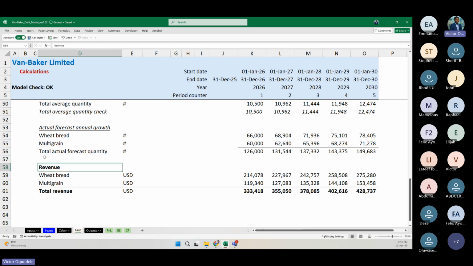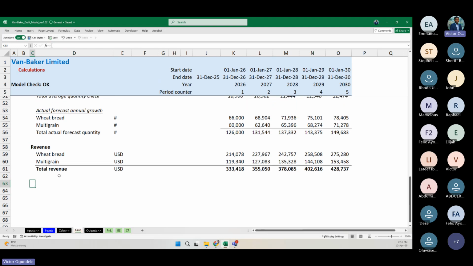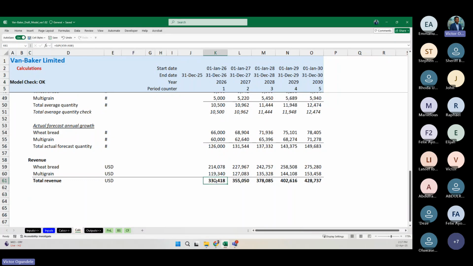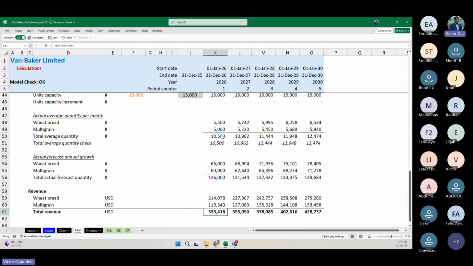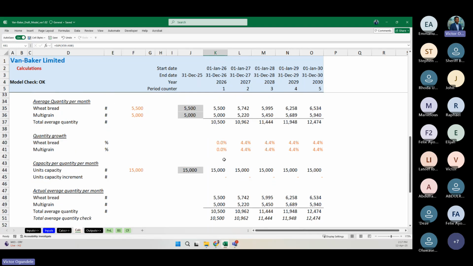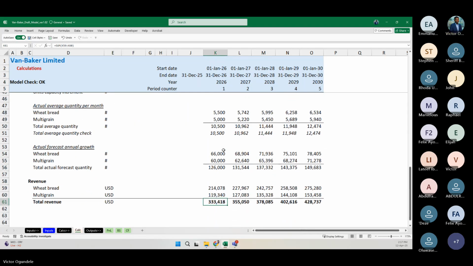So I put this here, revenue. This is the amount that we are going to make. With this, it's very easy to walk through the driver of the revenue. We are not just saying we are going to generate 33,000 USD in revenue, but we have a properly laid out structure and driver.